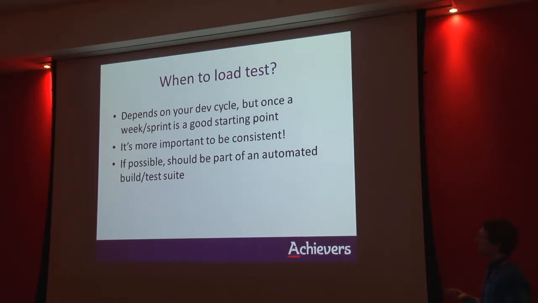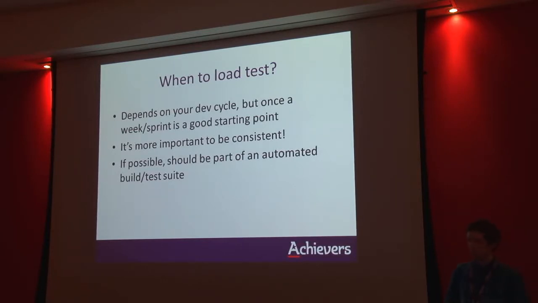So when it comes to when you should load test, at Achievers we do 2-week sprints. So every 2 weeks, new usable code should be added to our release candidate, which means that every 2 weeks we probably should be running these performance tests, because we can then see exactly, or as soon as possible, if something new is going to degrade performance.